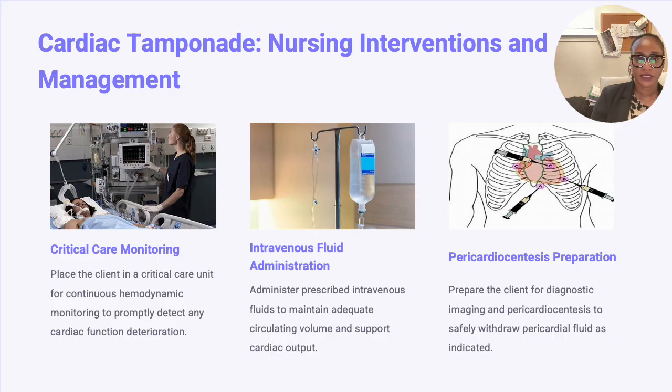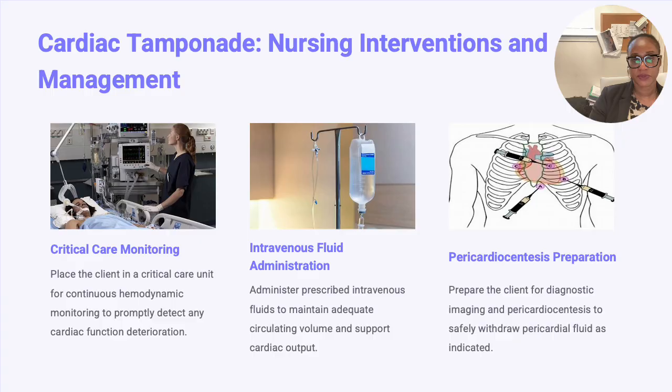So, some nursing interventions. The client needs to be placed in a critical care unit for hemodynamic monitoring. We want to administer fluids intravenously as prescribed. Manage decreased cardiac output, and then prepare the client for chest x-ray or echocardiogram. Prepare the client for pericardiocentesis to withdraw pericardial fluid if it is prescribed, and monitor for recurrence of tamponade following the pericardiocentesis.